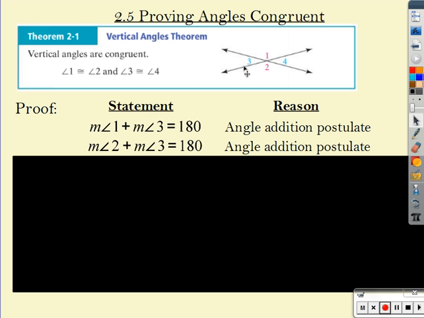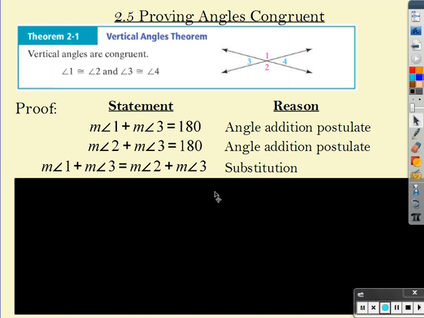So next, we can use substitution. We know that the measure of angle 1 plus the measure of angle 3 equals 180. The measure of angle 2 plus the measure of angle 3 equals 180. These both equal 180, so they both have to equal each other. So that's by the substitution property.